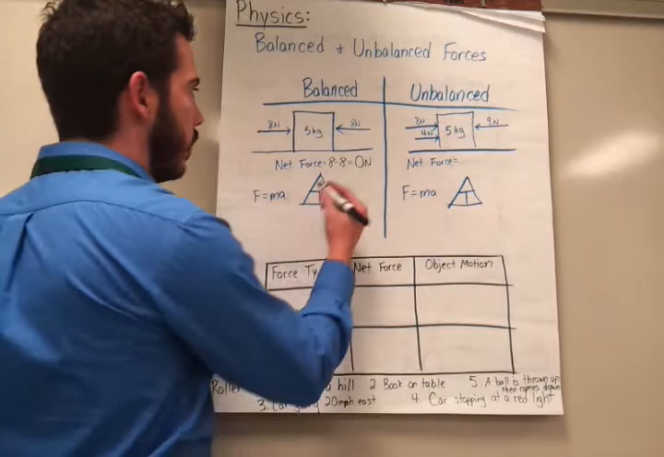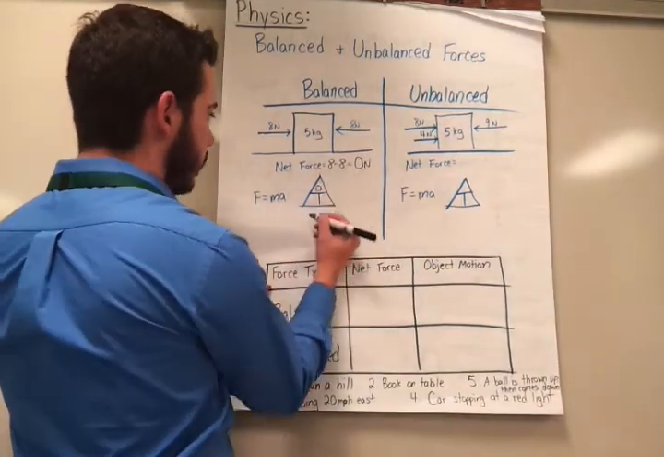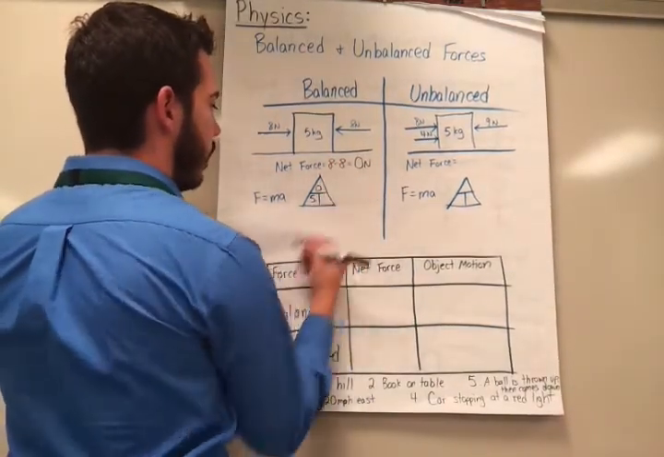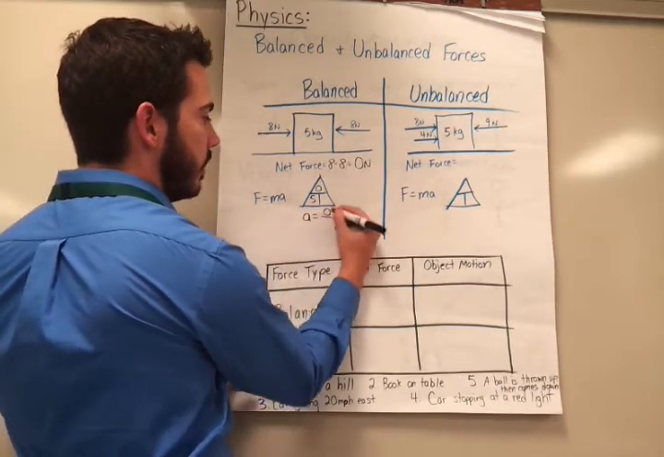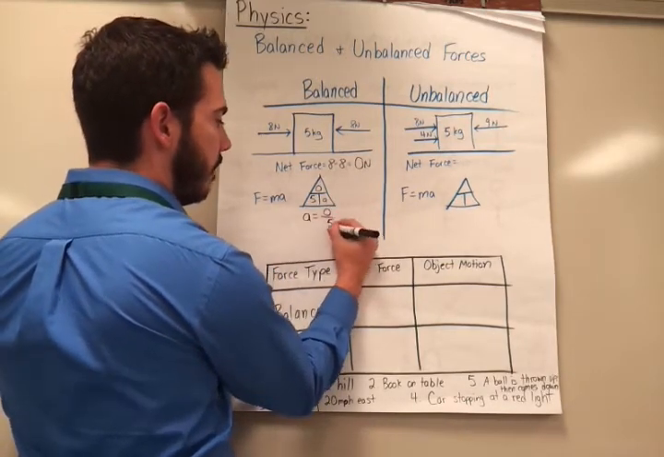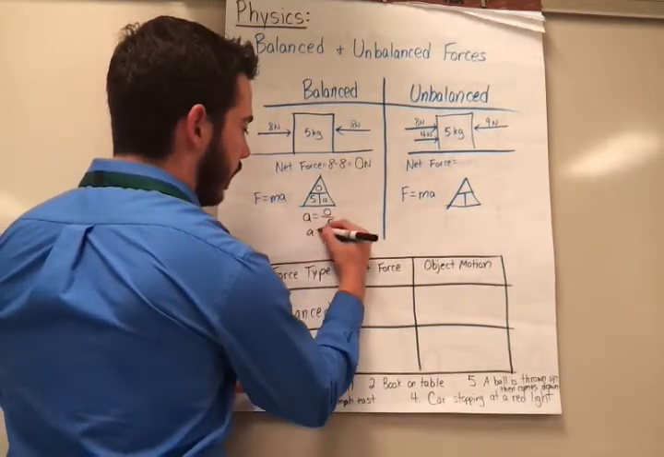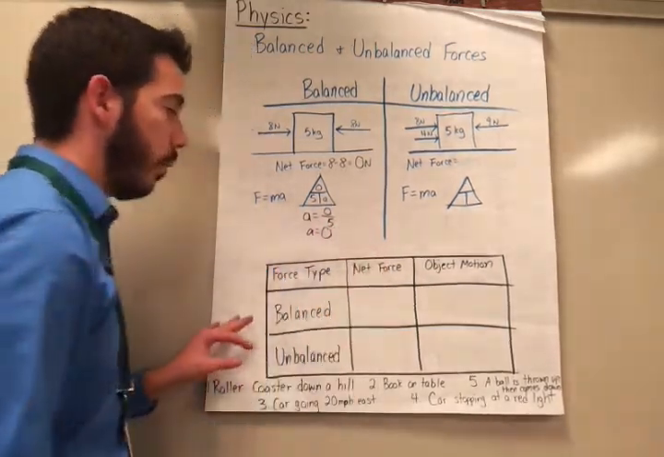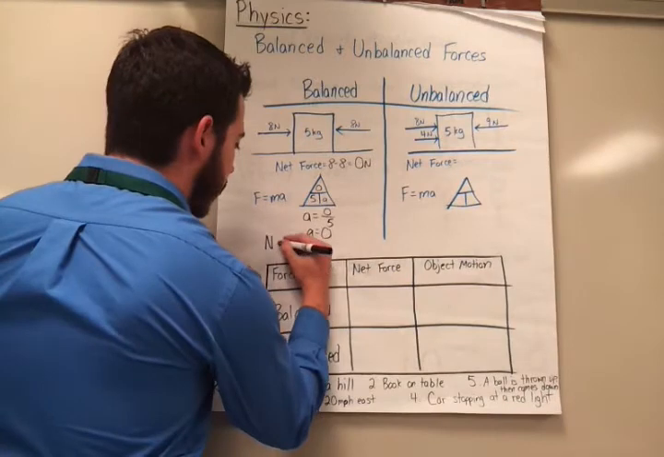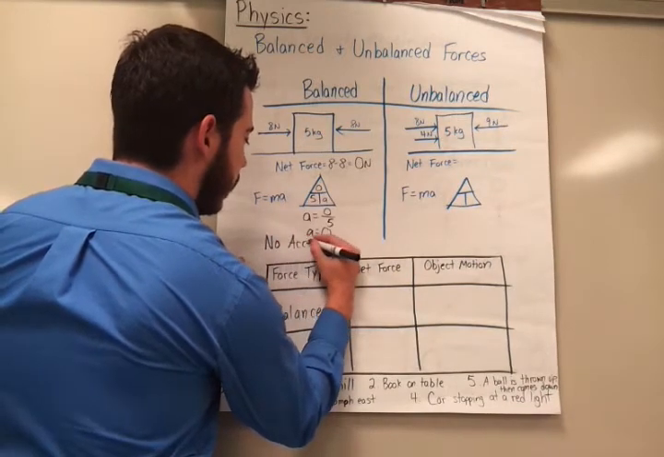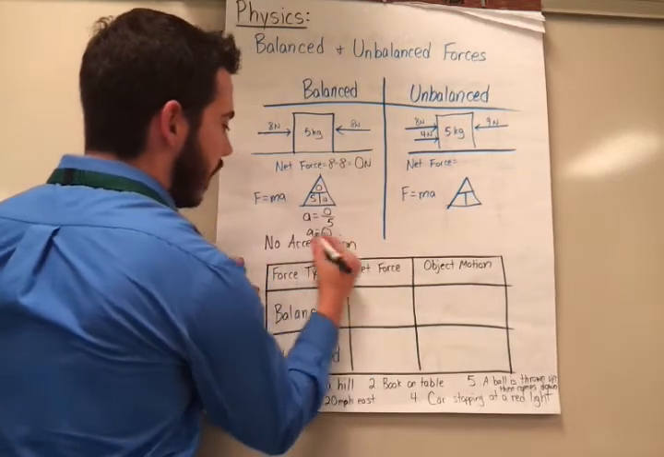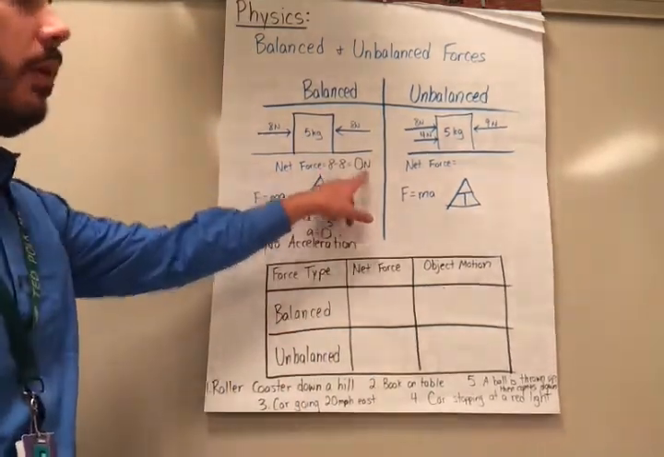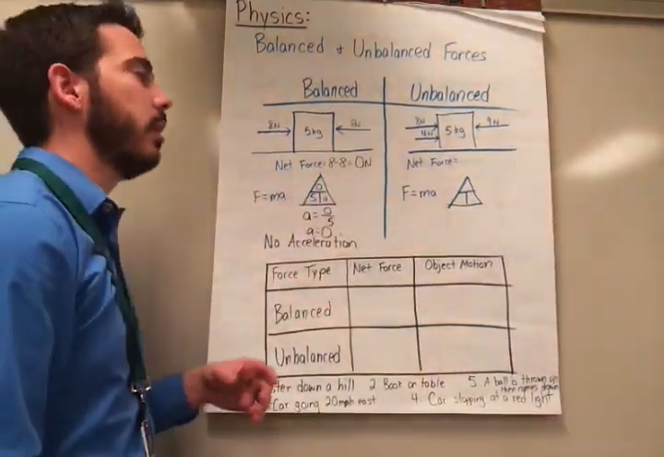If you plug that into our triangle, 0 newtons, the mass was 5. We can calculate the acceleration of the object. The acceleration is equal to 0 divided by 5. So the acceleration is 0. In other words, this object does not accelerate because the net force was 0. No force means no acceleration.